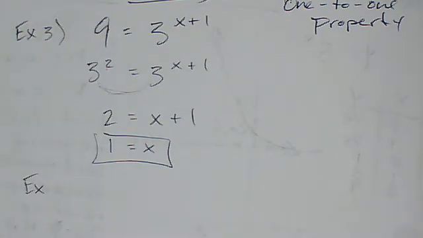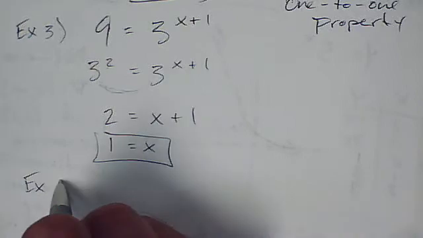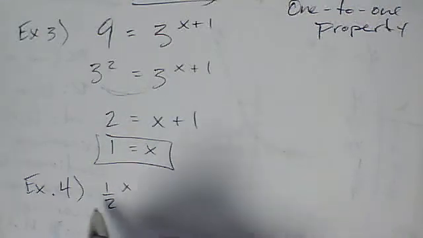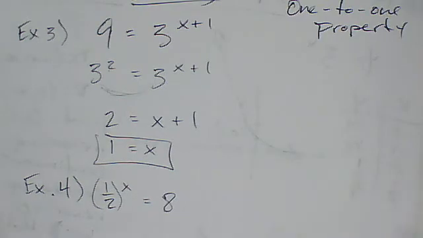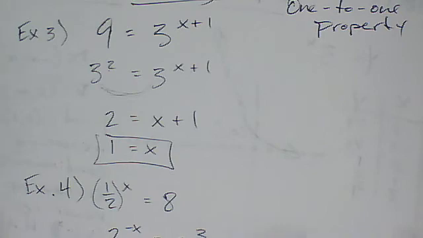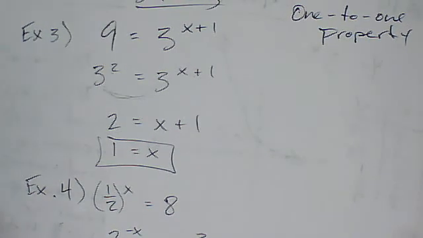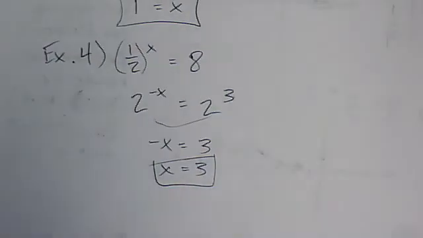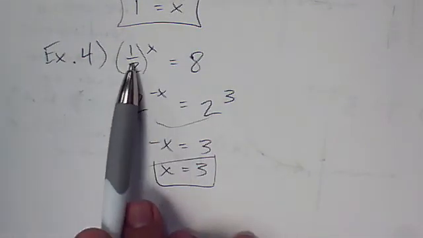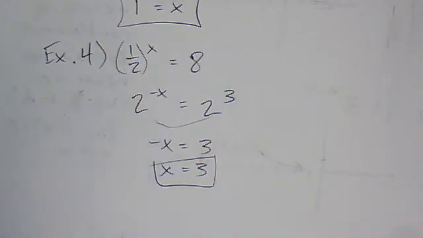Okay? Let me show you one more like that. Let's take 1/2 to the x, set that equal to 8. Then I can say that 2 to the negative x is equal to 2 cubed. I've got the same base, so I can set my exponents equal to each other and get my final answer. Ooh, I'm sorry. Let me say that again. Just to get the same base, I know that 8 is 2 cubed, so the 1/2, I can rewrite it as 2 to the negative x. And once I get my same base, then I can set my exponents equal to each other and solve.